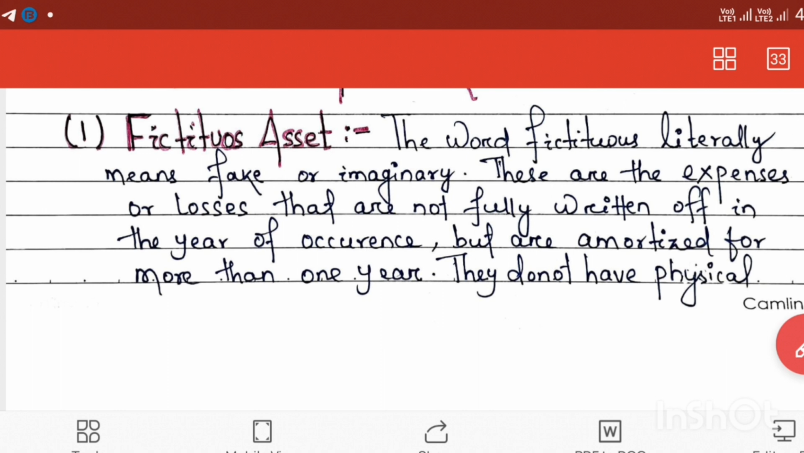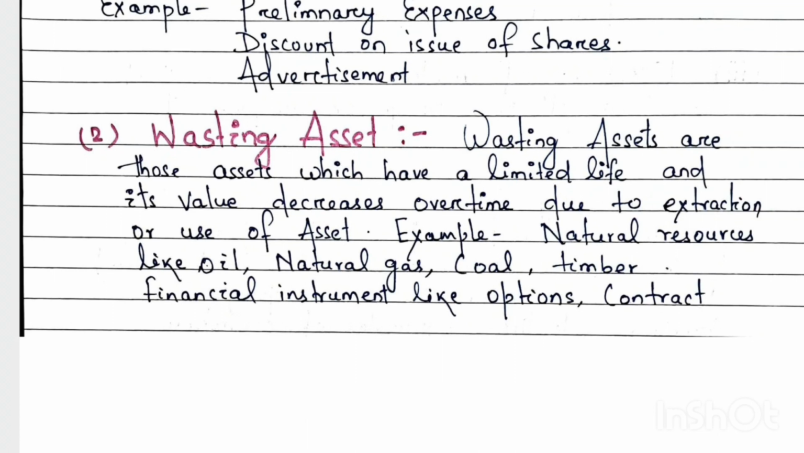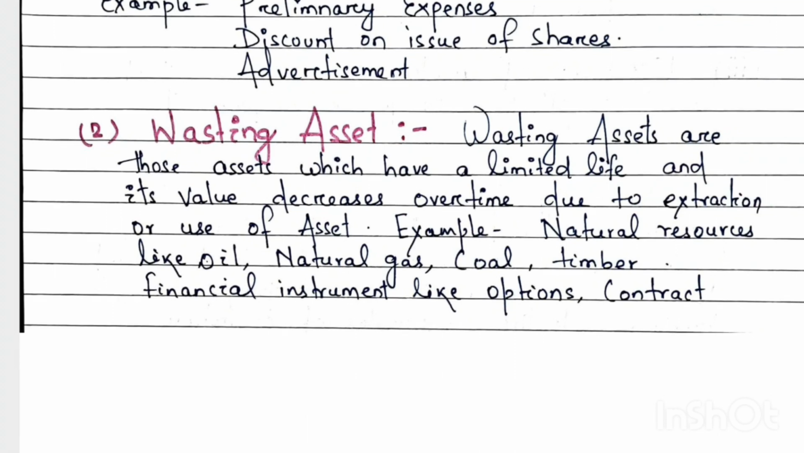Let us understand what is wasting assets. Wasting assets are those assets which have a limited life and whose value decreases over time due to extraction or use of the asset. Example, natural resources like oil, natural gas, coal, timber, financial instrument like option, contract. It means these are the assets which have a limited life. So on using these assets, its value gets decreased.